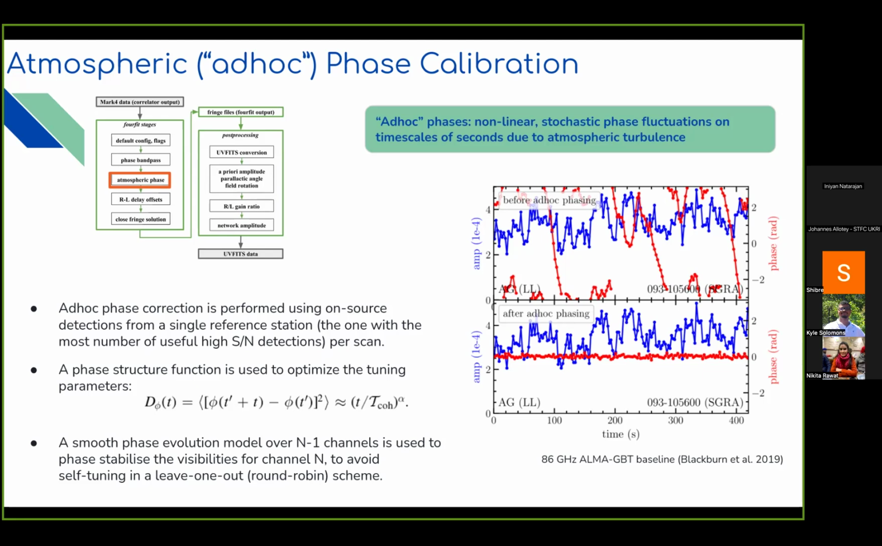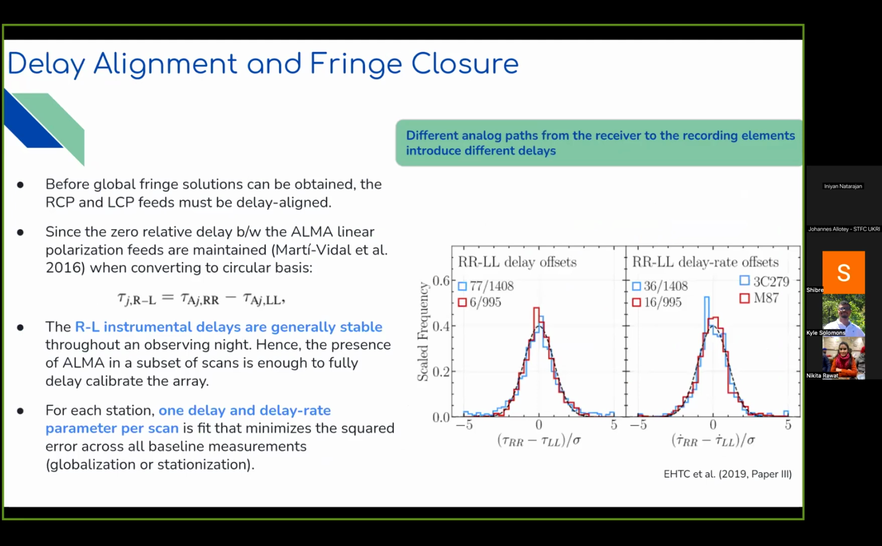So after ad hoc phasing, the same phases all line up and are flat, around the 0 point. And now you know your data are looking good and you can average over longer time scales. And so these are a couple of other important steps that we need to do.